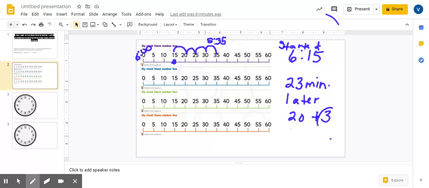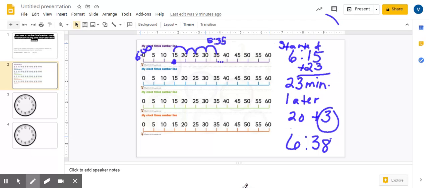You are correct. 3 more minutes. So let's add 3 more minutes. 36, 37, 38. What time did we stop? At 6:38. Did you get it? Awesome. Now there's many ways you could do that. You could go ahead and add my 23 on to 15. And I could get that time of 6:38, right?